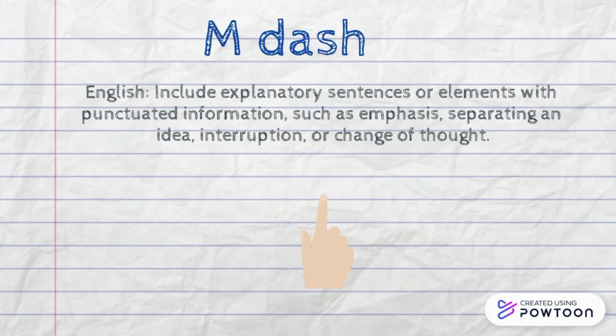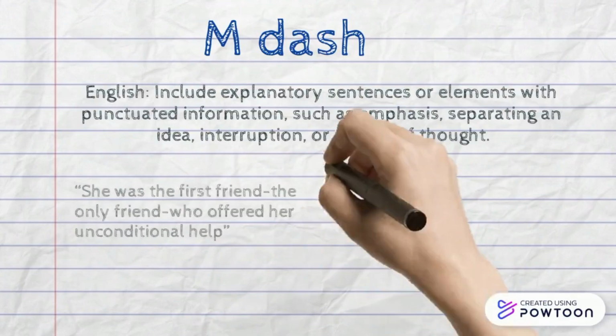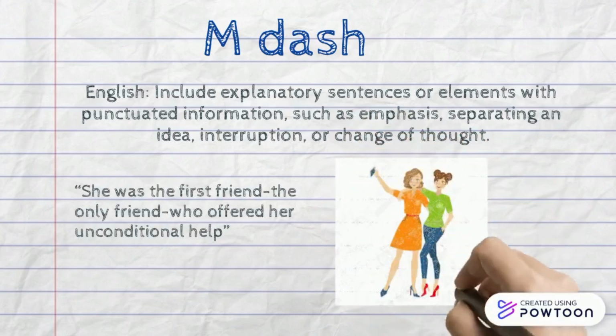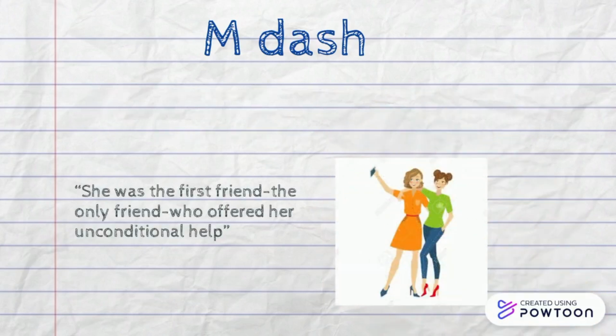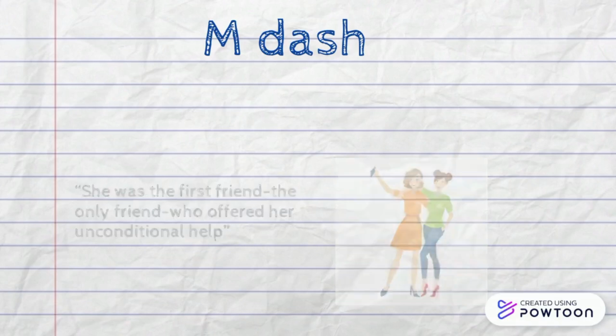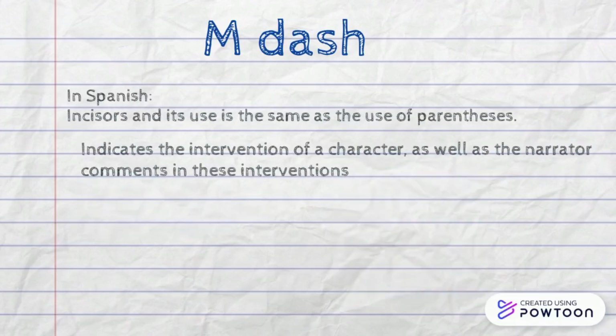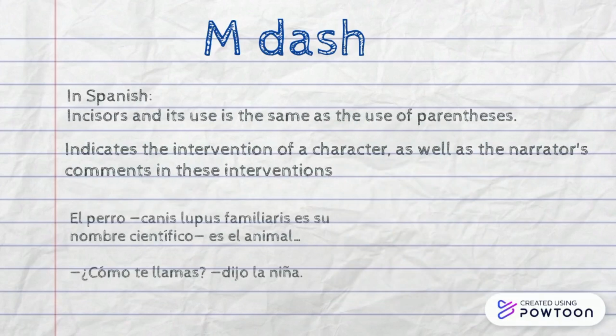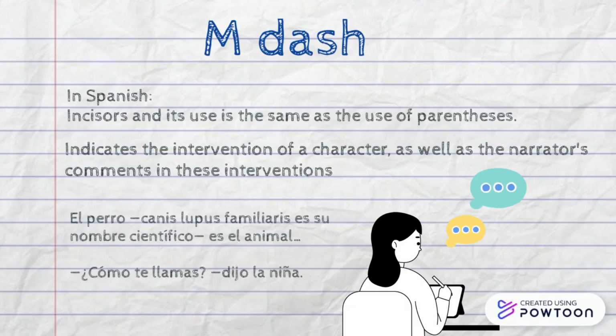Em dash. In English, it is used to include an explanatory sentence or elements with punctuating information. Example: she was the first friend—the only friend—who offered her unconditional help. In Spanish, it is used with incisos and also indicates the intervention of a character, as well as the narrator's comments in an intervention.